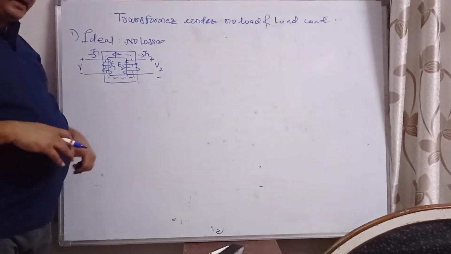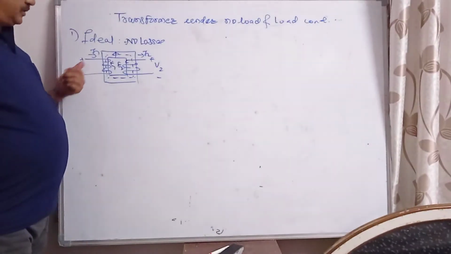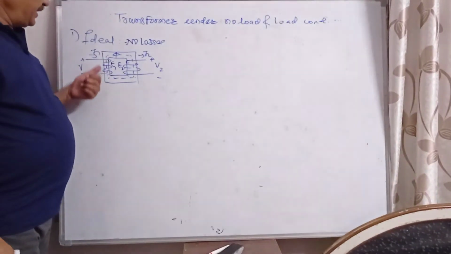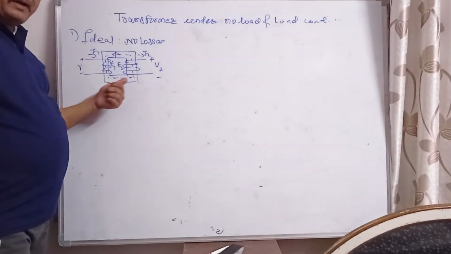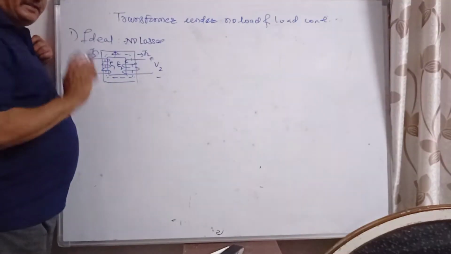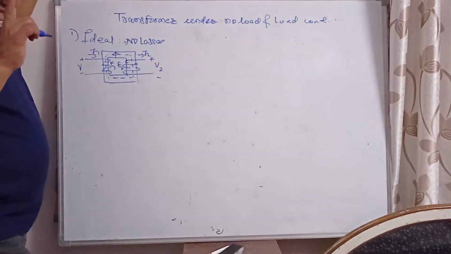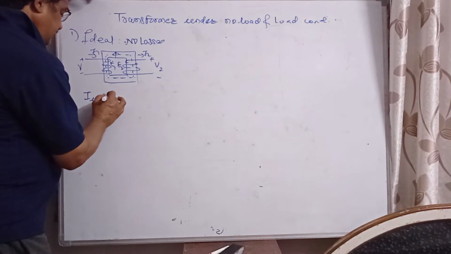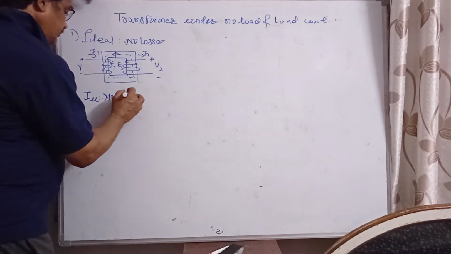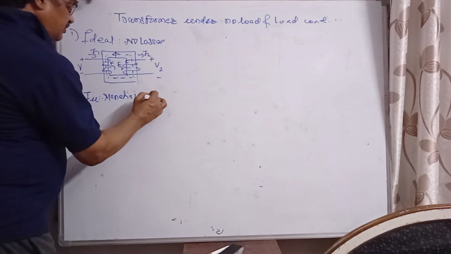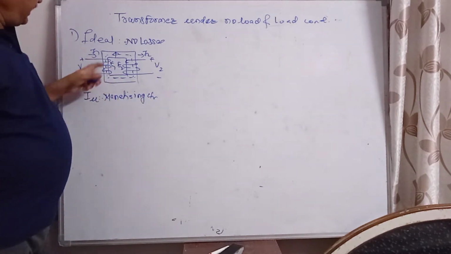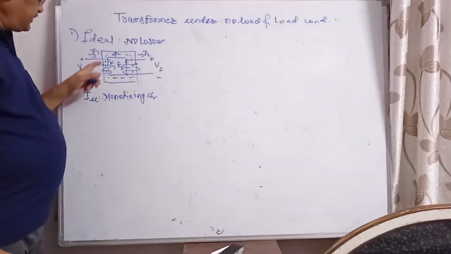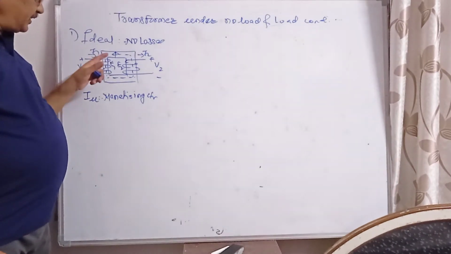So now what is ideal transformer? V1 is supplied, then primary current will magnetize the core. Primary current will magnetize the core and phi is set up. So that current is known as Imu, magnetizing current. Primary current magnetizes the core of transformer and it sets a flux phi. So that current is known as magnetizing current Imu, in phase with phi.